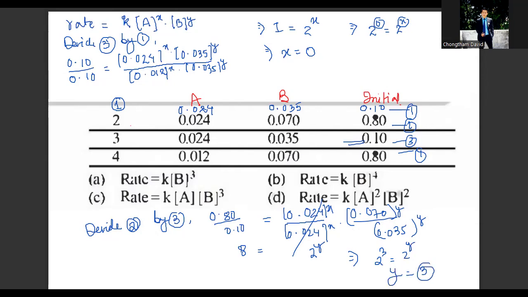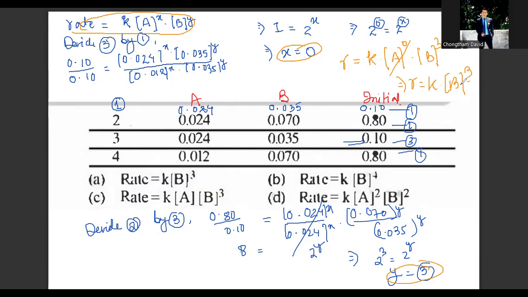So to build up the rate law, let me use a different color. Okay, I shall use orange. Now, for this rate law, you have to substitute whatever you have got as x and as y. y is 3, x is 0, right? So the rate law will be rate equals k. What is the value of x? 0. What is the value of b? It should be b cubed. So this is eliminated. Now you have only the rate constant and b cubed. So the answer would be option A.